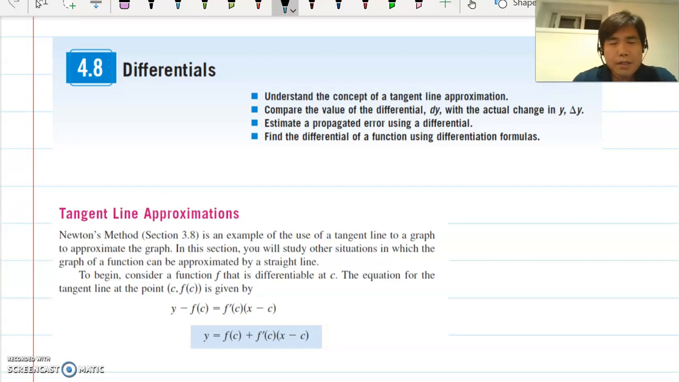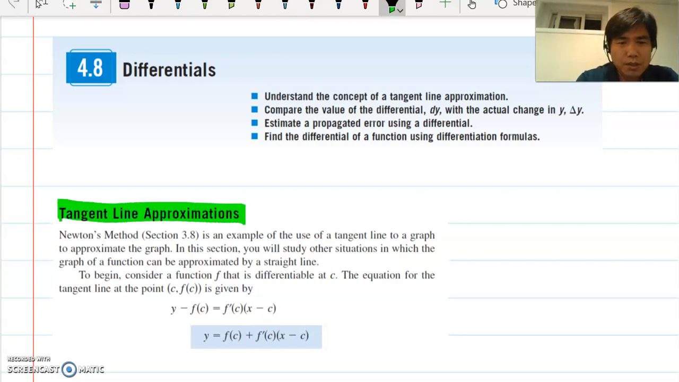So hello everybody. Today we want to talk about the topic differentials. The first topic is tangent line approximation. Then I just want to discuss what this means here.